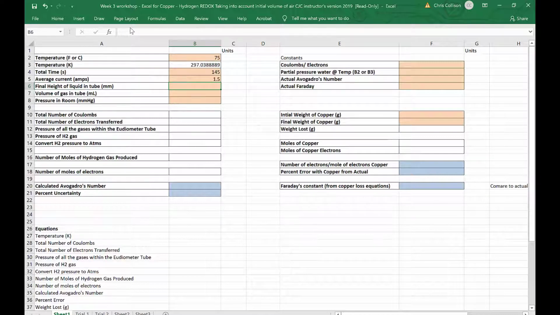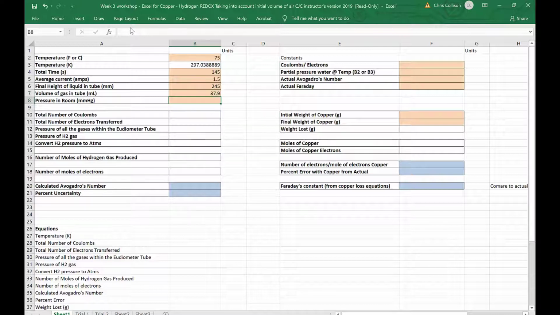So let's put that final height in the tube, and we've measured that to be 245, and that's millimeters above the liquid in the beaker. So that's the final height of the liquid in the tube. The volume of the gas in the tube, let's suppose that we measure that to be 37.9. We're going to find there's lines on the side of the tube so you can figure out what the volume is. So we're going to make an assessment and say that's 37.9 milliliters.